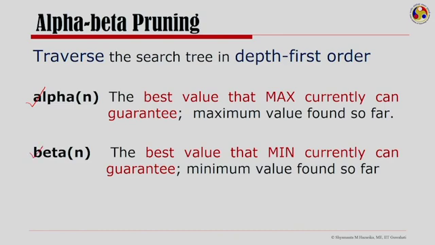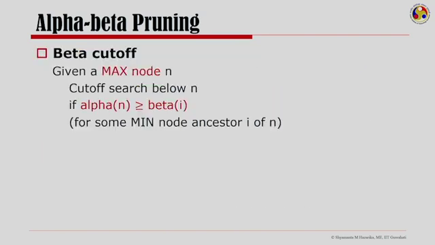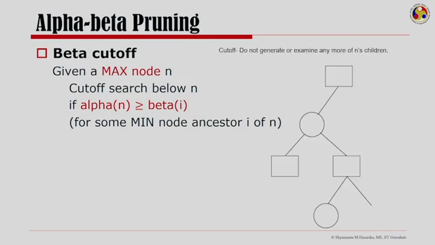Now, having defined alpha and beta, let us see when we cut out branches of a tree, which is called an alpha cutoff and which of the cutoffs are called a beta cutoff. So, in order to define beta cutoff, let us take a sample tree. Now, let us assume we have a max node n and cutoff search below n is not required.